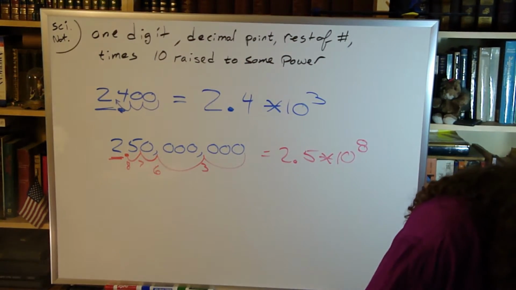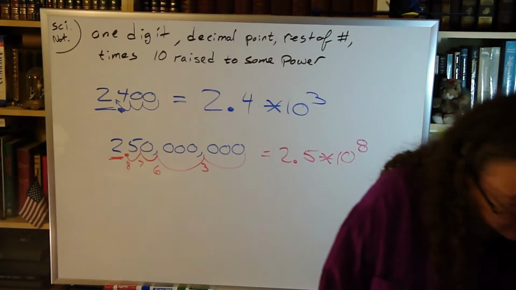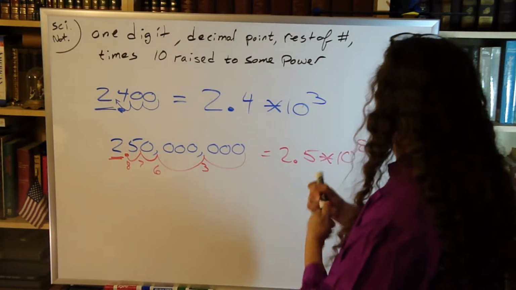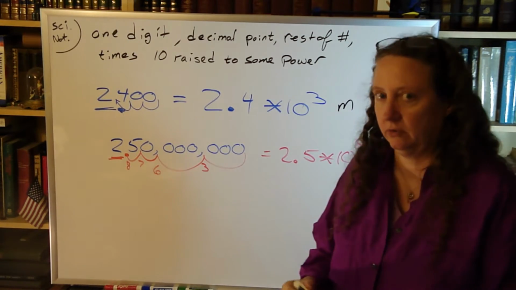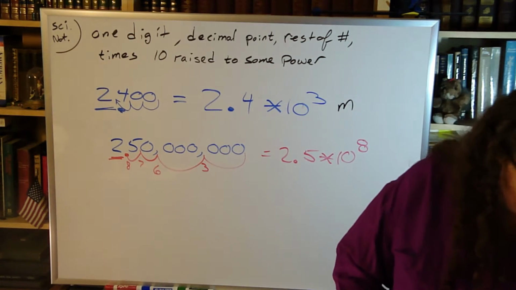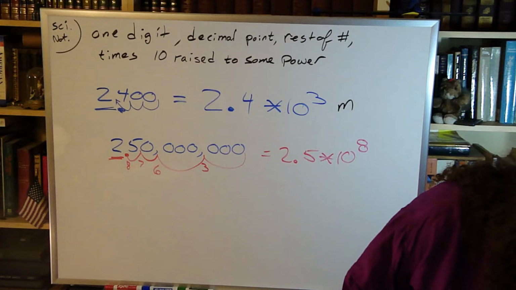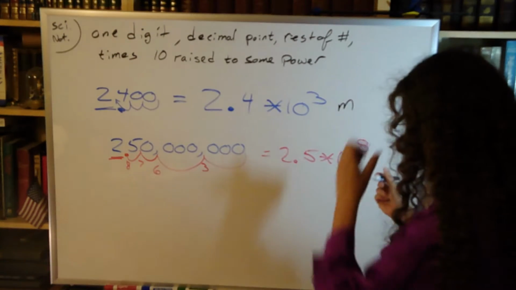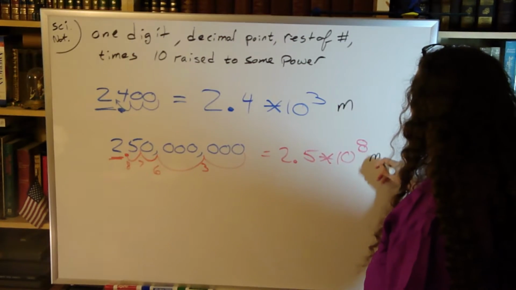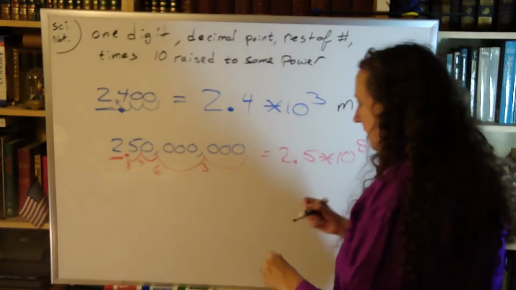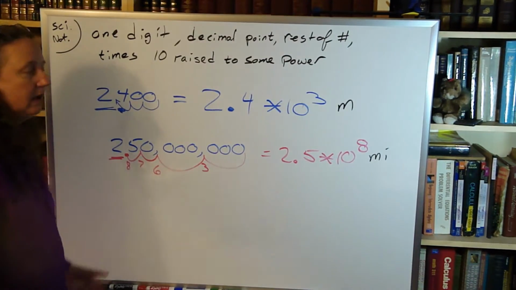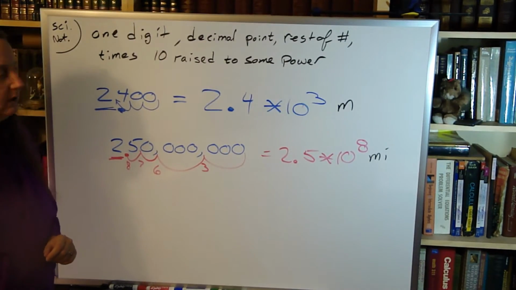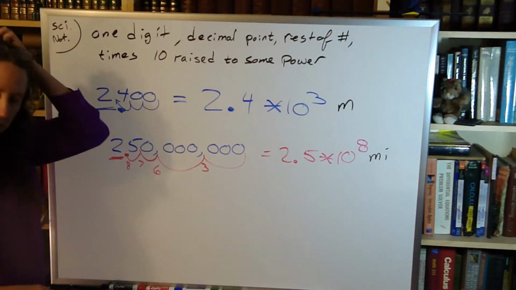The first thing was talking about 2,400 meters. So I need to include m for meters. The second problem was talking about 250 million miles. So I have to write mi for miles. Now my answers are correct. Now I can move on.